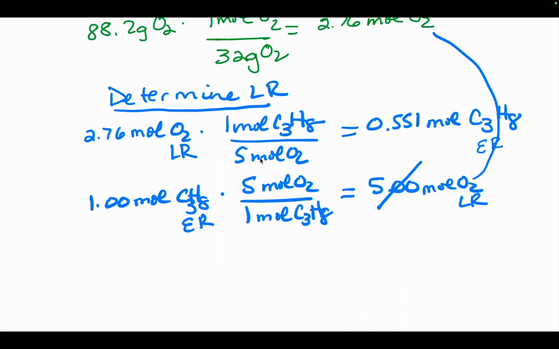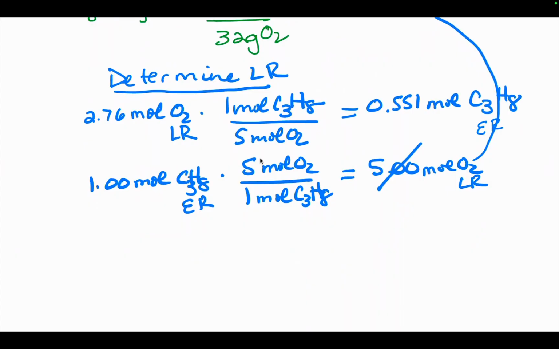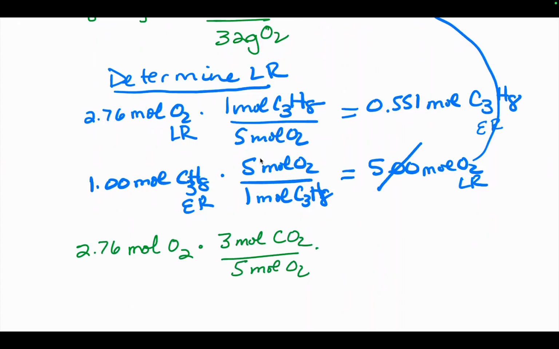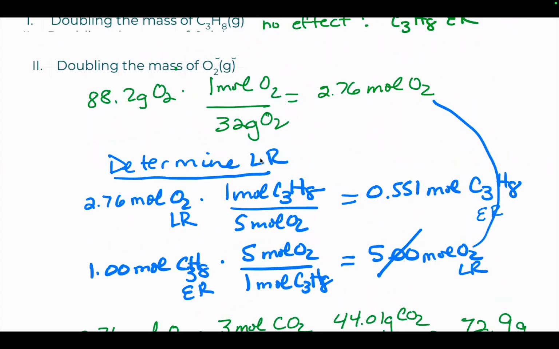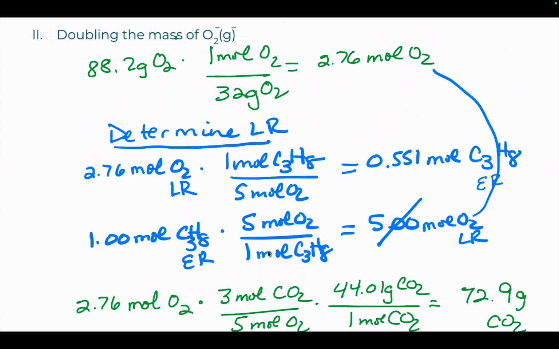So to calculate the amount of grams of carbon dioxide, I'm going to start with my 2.76 moles of oxygen, convert to moles of CO2, use molar mass of carbon dioxide, and then we get about, I think, 72.8 or 9 grams of CO2. I'm going to stop there. That was the end of part 3, topic 4.5.